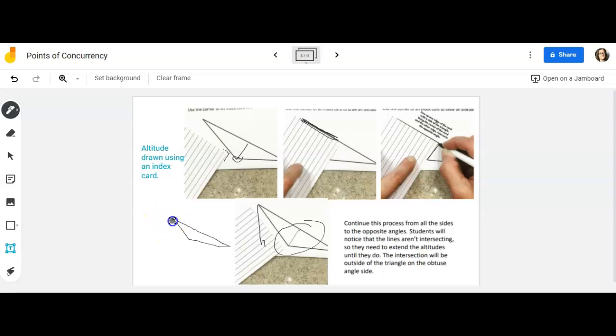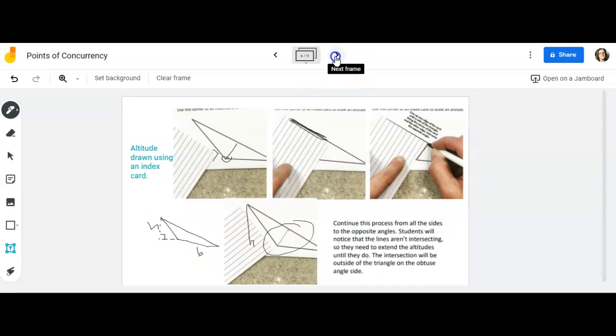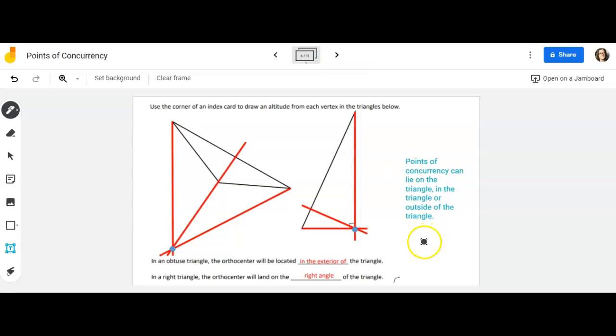I know you've probably seen when the height is outside like that, and they'll have it with a dotted line, and so there's your height and there's your base. And so if you're finding the area of that, you go 1/2 base times height. So here are some examples of when your points of concurrency can lie outside or right on the triangle. So these are examples of orthocenters.